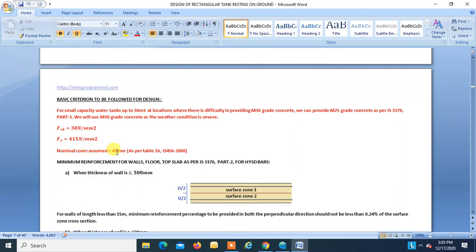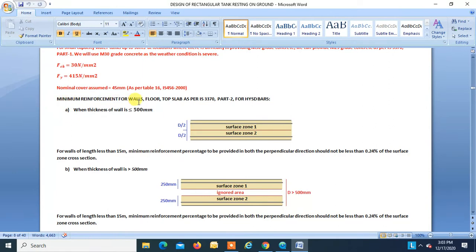Nominal cover assumed is 45 mm. This has to be selected from Table 4 of IS 456:2000. Now, minimum reinforcement in walls. As per code 3370, when the thickness of the wall is less than or equal to 500 mm, then the wall is divided into two zones, surface zone 1 and surface zone 2. And this steel should be at least d by 2 into 1 meter into 0.24 percent.